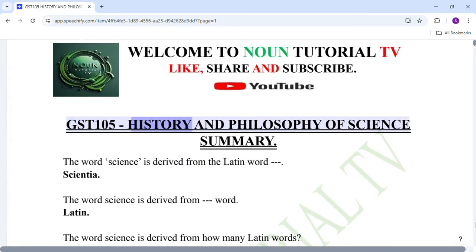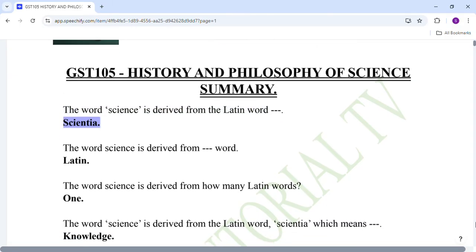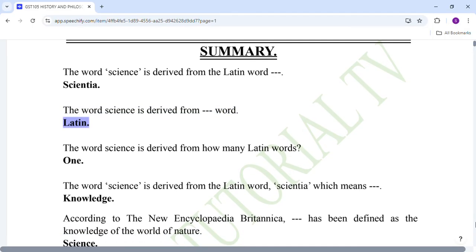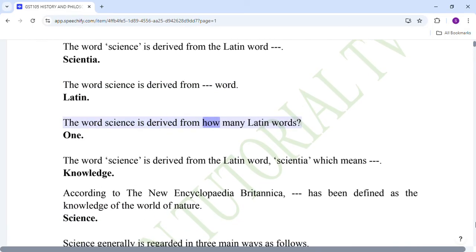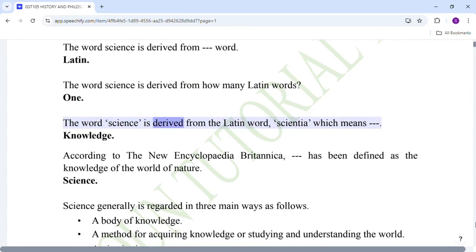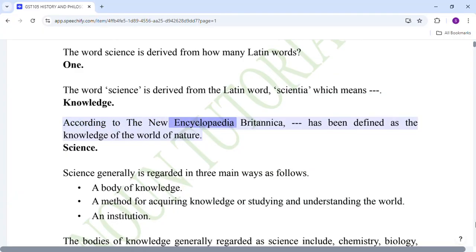GST105, History and Philosophy of Science. Summary. The word science is derived from the Latin word scientia, which means knowledge. According to the New Encyclopedia Britannica, science has been defined as the knowledge of the world of nature.